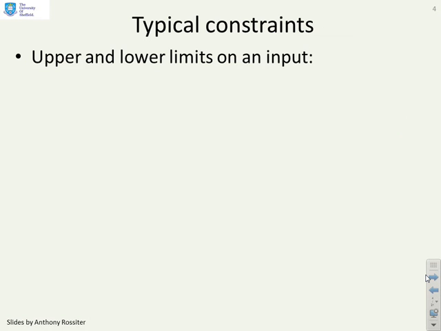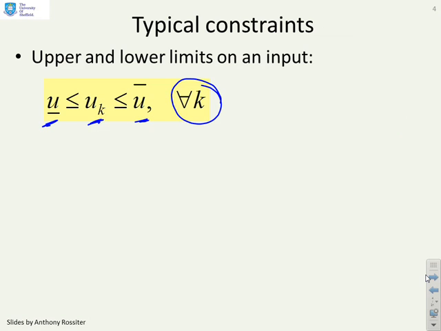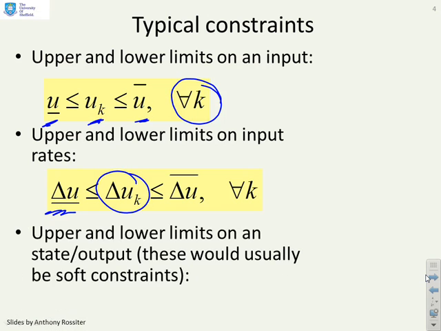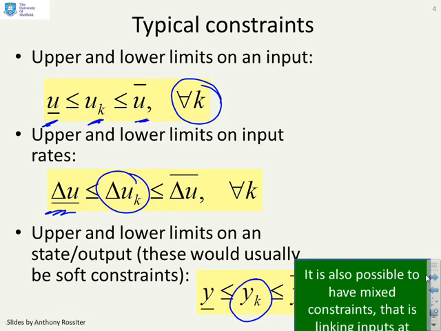Let's look at typical constraints then. We might have upper and lower limits on an input. So there you can see a lower limit, input UK, upper limit, and that has to apply for all samples. We can also have upper and lower limits on the rates. So the input can only change so fast. And again, you'll see there's the rate delta UK. And we can also have upper or lower limits on a state or an output. So here I've demonstrated it on outputs, but it could equally be on the states.